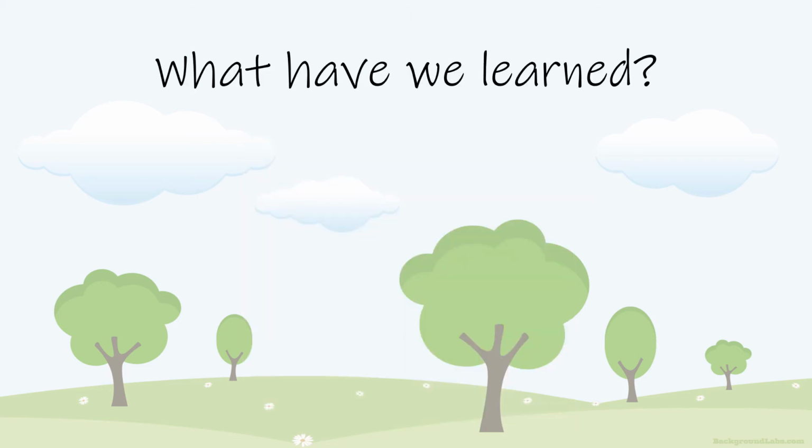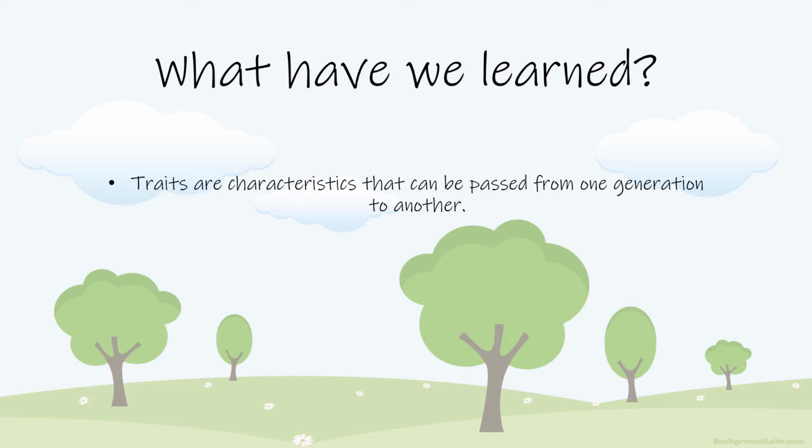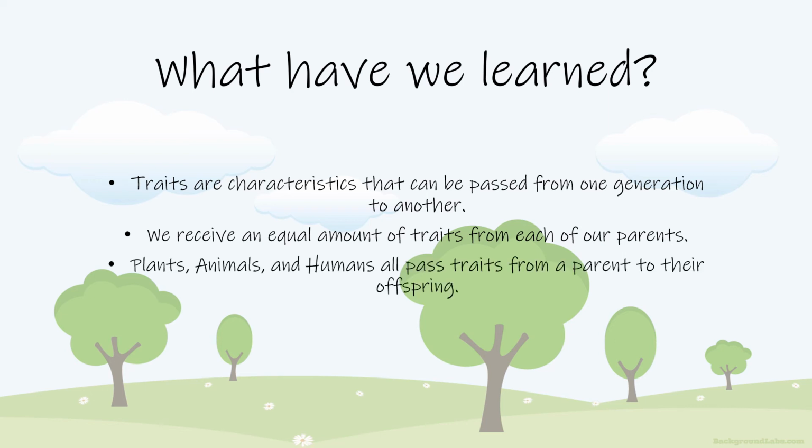Let's talk about learning goals and common misconceptions with similarities and differences between parents and offspring. Traits are characteristics that can be passed from one generation to another. That means from parent to child. We receive an equal amount of traits from each of our parents. It's a common misunderstanding that girls may receive more traits from their mother and boys may receive more traits from their father. The truth is, we receive an equal amount from each of our parents.